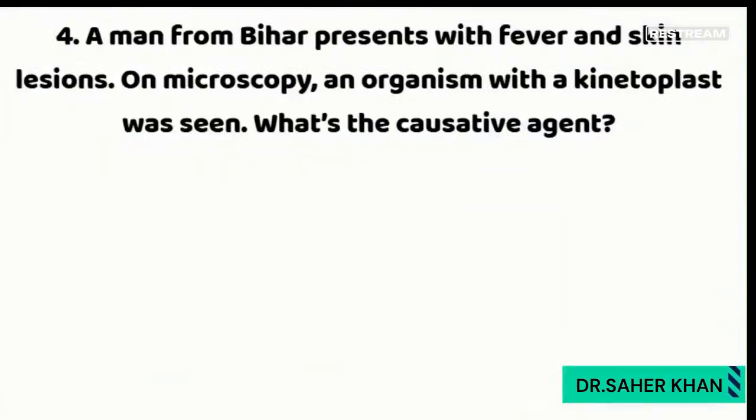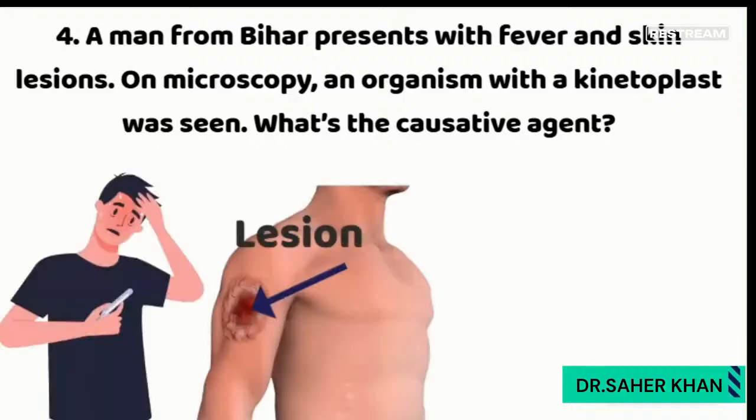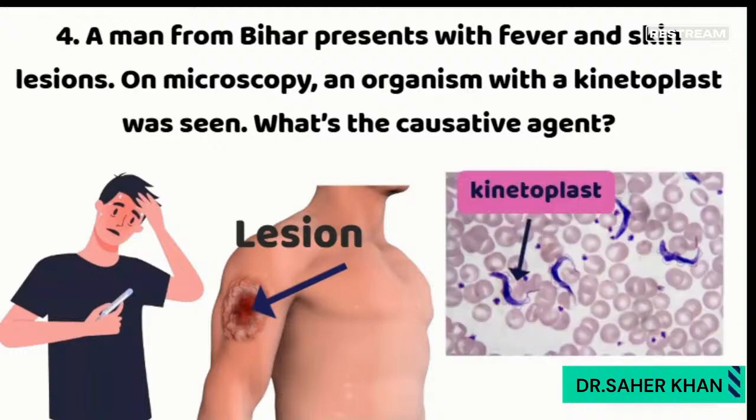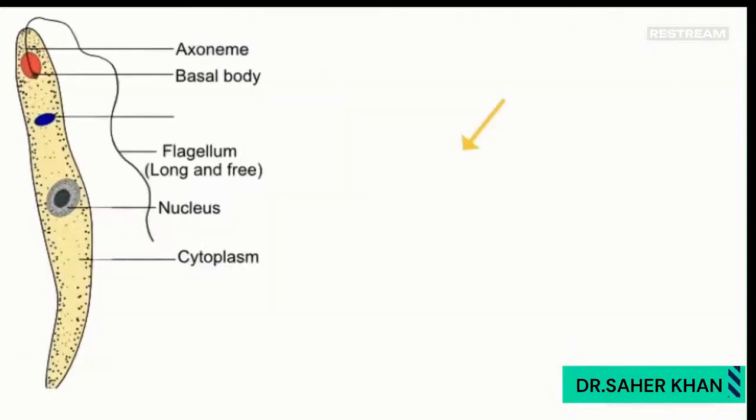So next question is, a man from Bihar presents with fever and skin lesions. On microscopy, an organism with a kinetoplast was seen. What is the causative agent? Okay, so in this question, the key clue here is the term kinetoplast. So first you should know what is kinetoplast. Kinetoplast is a unique structure that contains extranuclear DNA.